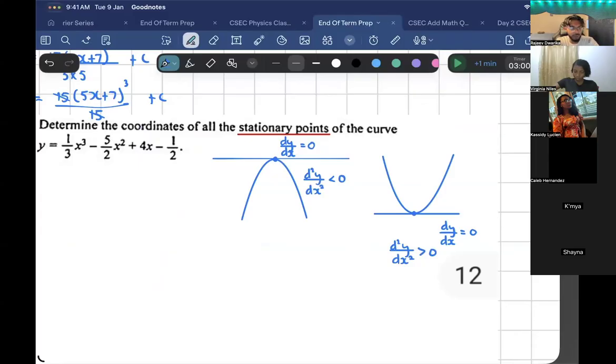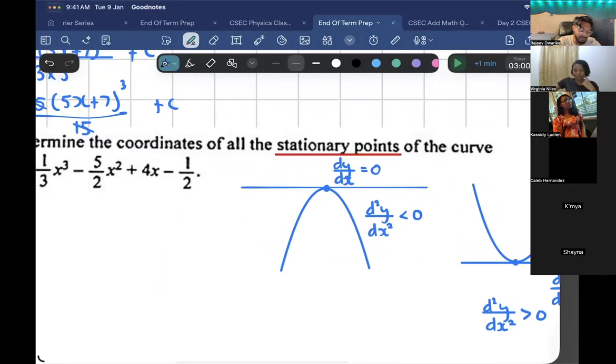Remind me, guys, if I want to find a y value, given an x value, what would I do? Virginia, I know you want to unmute. Stay quiet. I know you know it. Guys, if I want to find a y value given an x value and I have a function, what would I do? Put my x value into my function. Right, that's exactly what you would do.